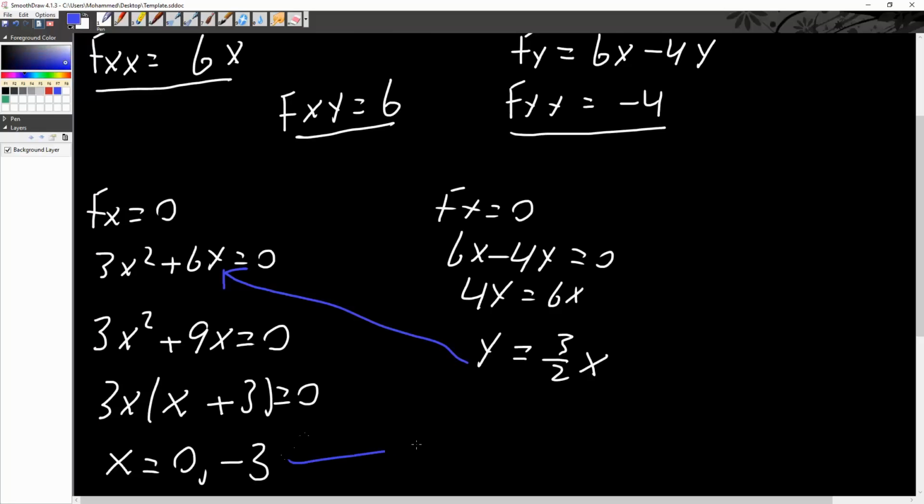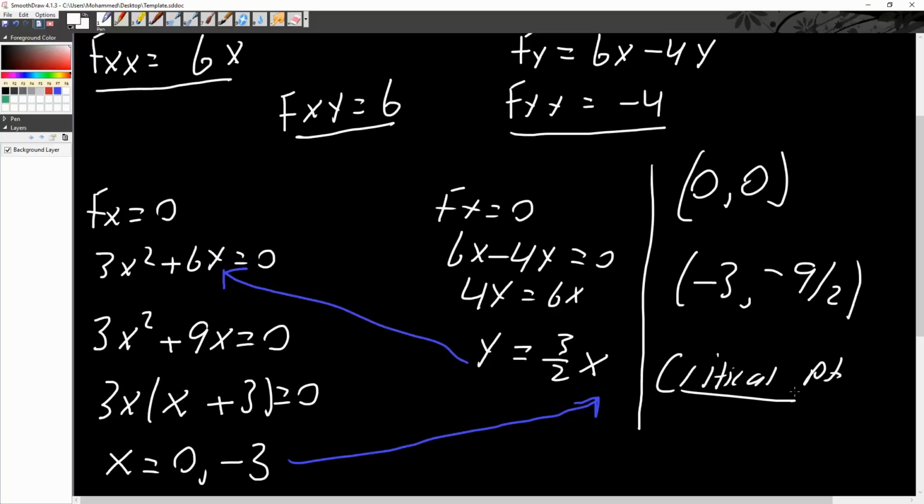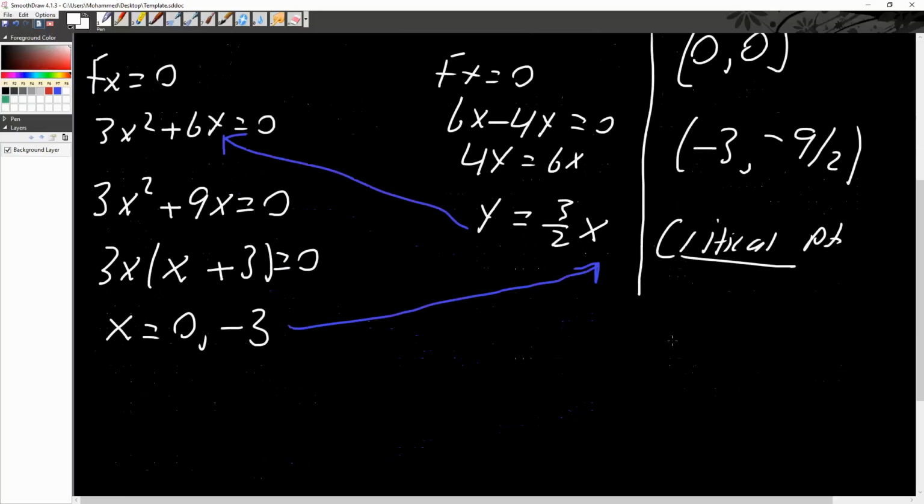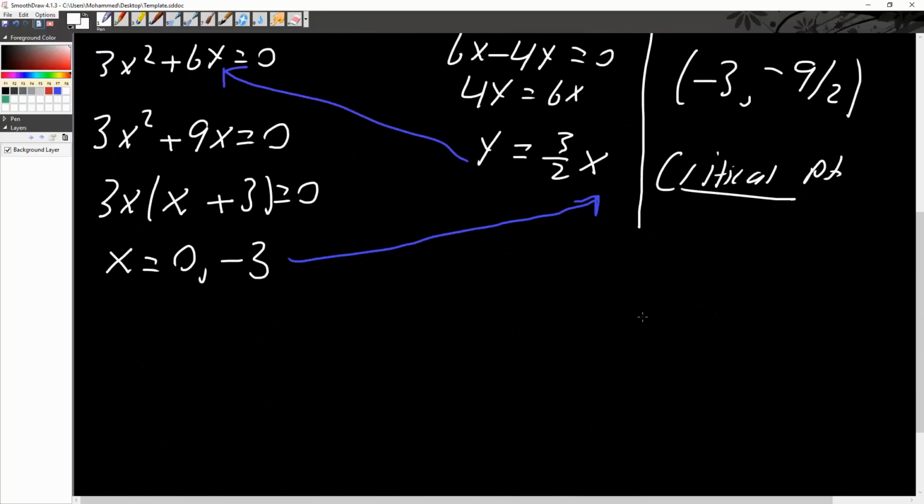We will apply this to get our corresponding y terms, so we plug back into here. We can conclude our critical values: when x is 0, y is also 0, and when x is negative 3, y is negative 9/2. And so we want to classify the values. So let's do that.